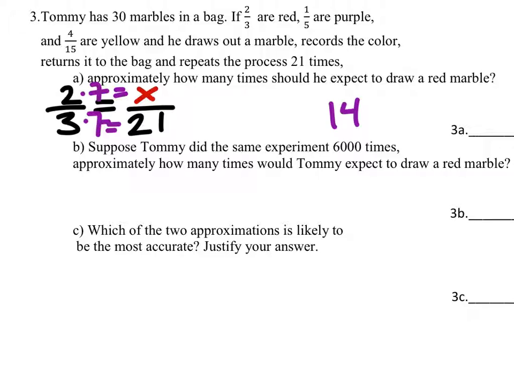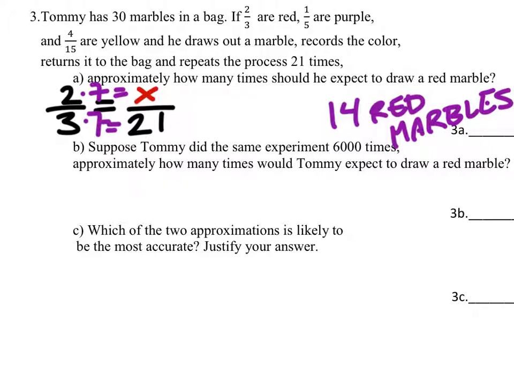Bam. What? Wrong. If you write this on the test, it's wrong. You have to label it 14 red marbles. Bam. There we go.